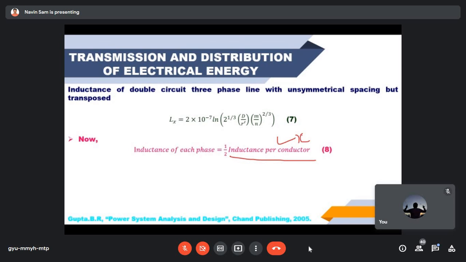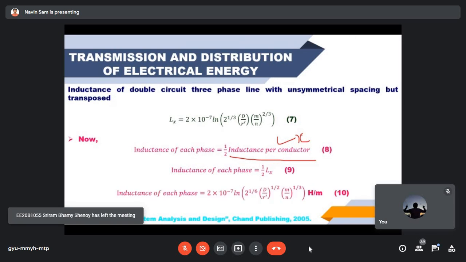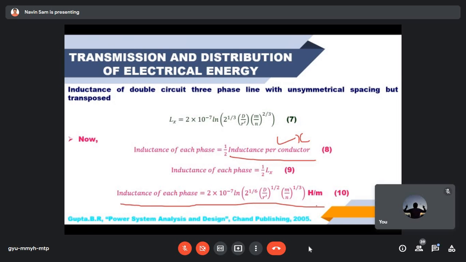So if you substitute it, you will get an expression like this. Just verify the expression. Inductance of each phase is equal to 2 × 10^-7 ln (2^(1/6) (d/r')^(1/2) (m/n)^(1/3)). So this is the final expression for inductance of a double circuit 3-phase line. This you should remember.